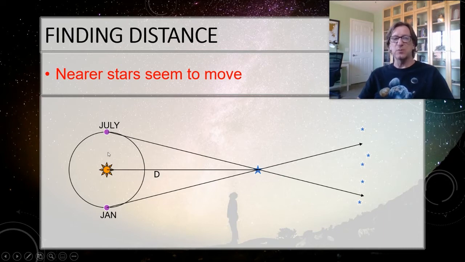So the radius of that is 1 astronomical unit. 1 AU is the distance from the Earth to the sun. It's about 150 million kilometers or 93 million miles, something like that. So that's enough to get a shift here. So if I want d, I now have a right triangle.